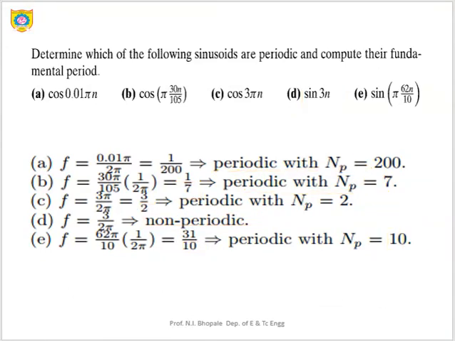So this is all about how to find out the fundamental period for any discrete time signal.